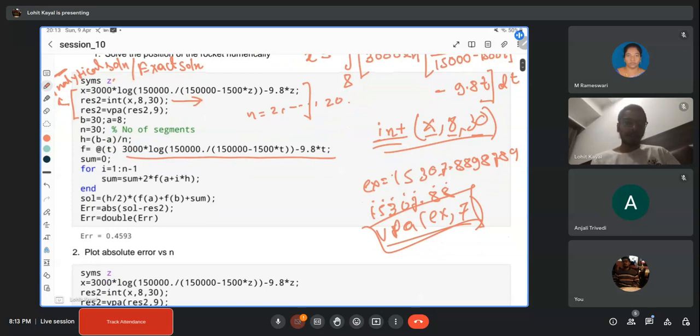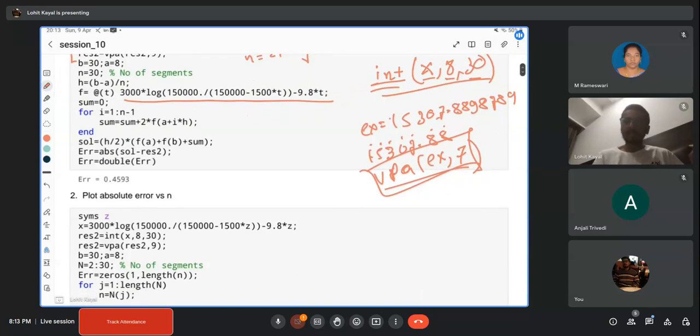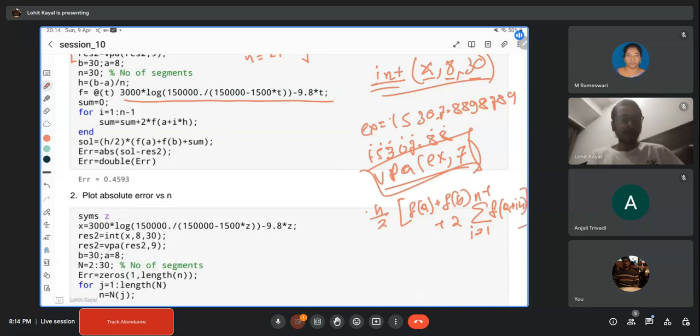Now remember the expression. What was the expression? It was b minus a, h over 2, f of a plus f of b plus 2 times the sum for i equal to 1 to n minus 1 of f of a plus i h. So here this is a loop which is running from 1 to n minus 1. The sum I have predefined as 0. It will continuously add to it. And finally the solution is h by 2 times f(a) plus f(b) plus sum.